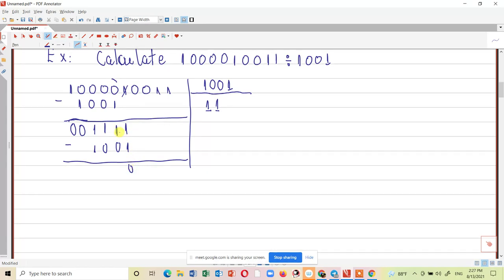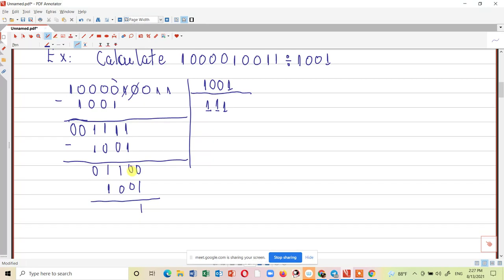1 subtract 1 is 0. 1 subtract 0 is 1. 1 subtract 0 is 1, and 1 subtract 1 is 0. So this one is only 3 digits. I cannot divide with 4 digits. I drop 1, 0 here. So I put 1 here. So this is only 1, 0, 0, and 1. Now I just separate about this one.